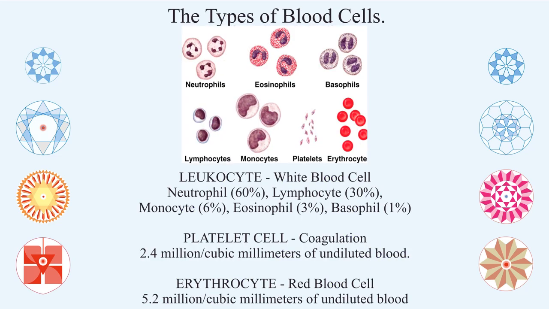First, let's try to understand the different kinds of blood cells we have. Then, how do we proceed and understand them very well? Primarily, there are three types of blood cells: leukocyte, the white blood cell; platelet cell, the coagulation cell; erythrocyte, the red blood cells. Now, how to remember leukocytes very well is something which I would like to start with.